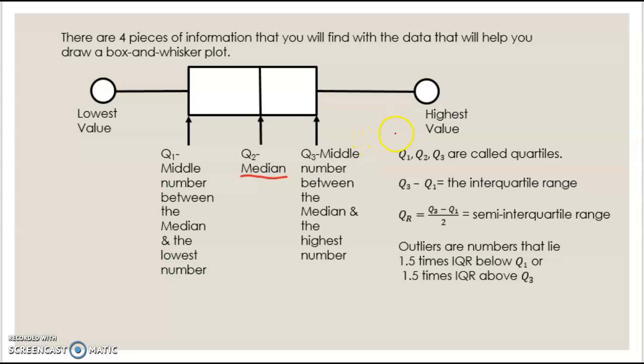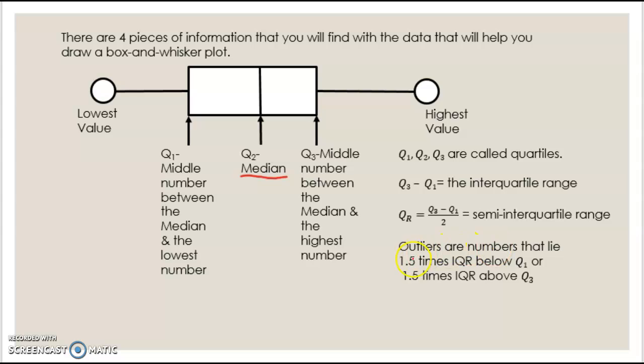I do have videos where you can get these numbers off of Desmos, so you don't have to come up with them on your own. Q1, Q2, and Q3, those are called quartiles. Q3 minus Q1 is called the interquartile range. And you've got a semi-interquartile range, dividing that by 2.